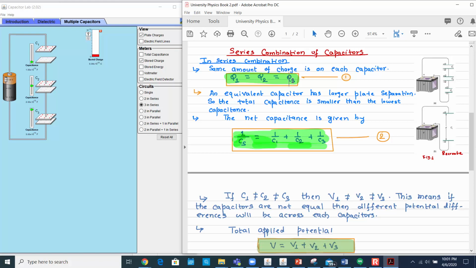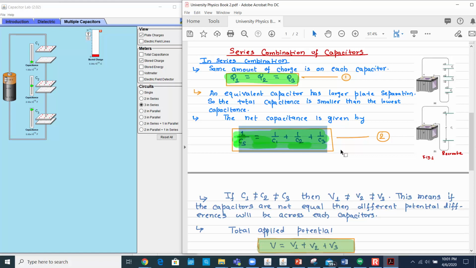The total capacitance of the combined capacitor, or the net capacitance, is given by this formula here. In other words, the net capacitance is the reciprocal summation of the individual capacitors. And if you calculate this, the net capacitance is always smaller than the smallest capacitance.